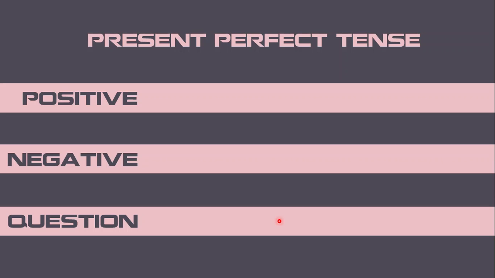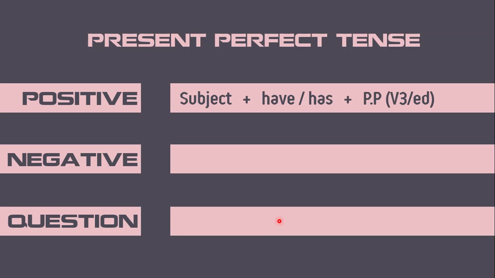So let's have a look at its positive form. For its structure, we have subject plus have or has plus past participle. So have or has is used depending on the main subject. This one we have learned in present simple tense already. So now I just quickly remind all of you guys.